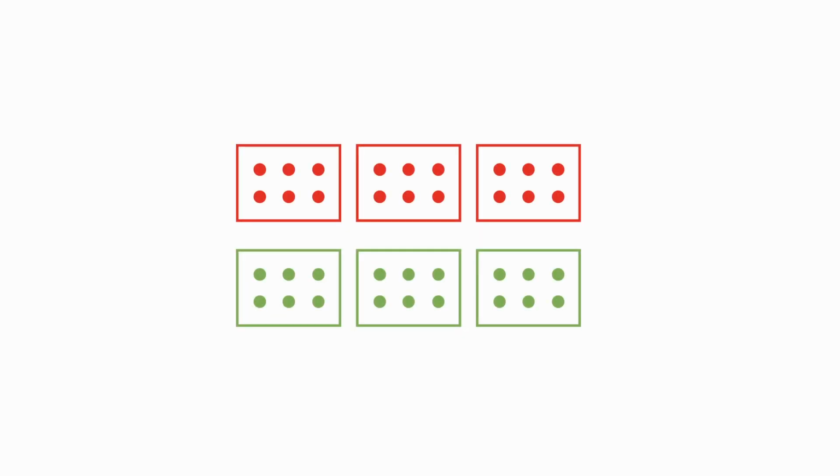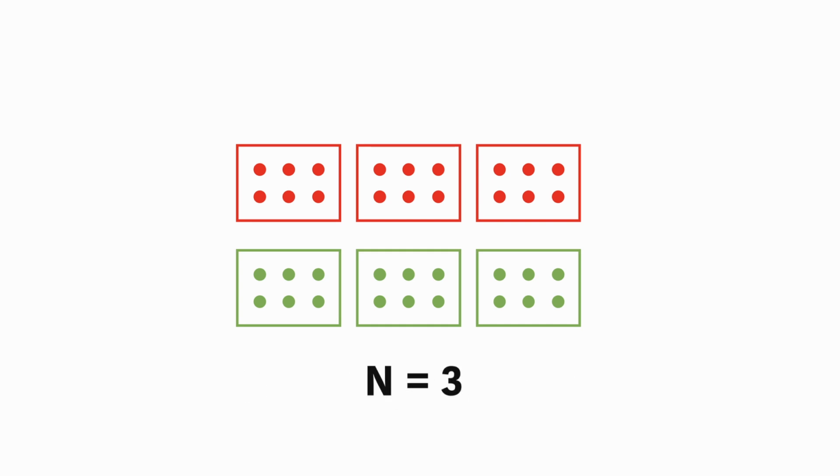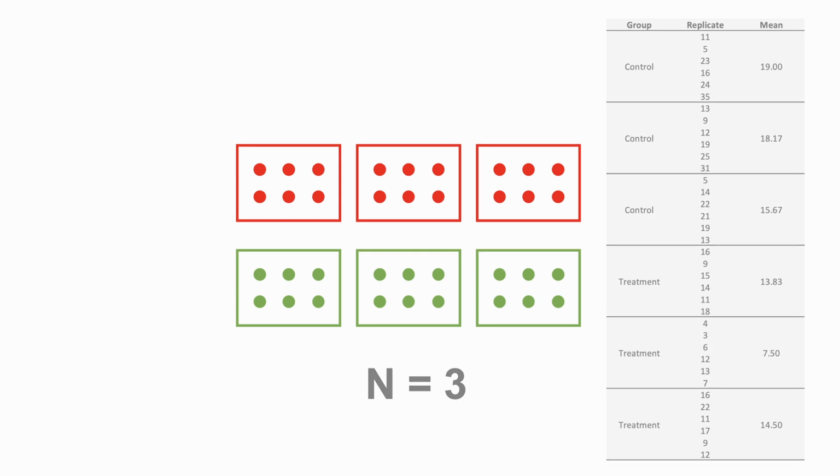Pseudoreplication is also problematic because it can be used to manipulate the results. Let's illustrate this in the following example. Let's assume we have 3 fields. These are the experimental units. The sample size is 3. In each field we install 6 traps to collect insects. Here are the data that we collected.